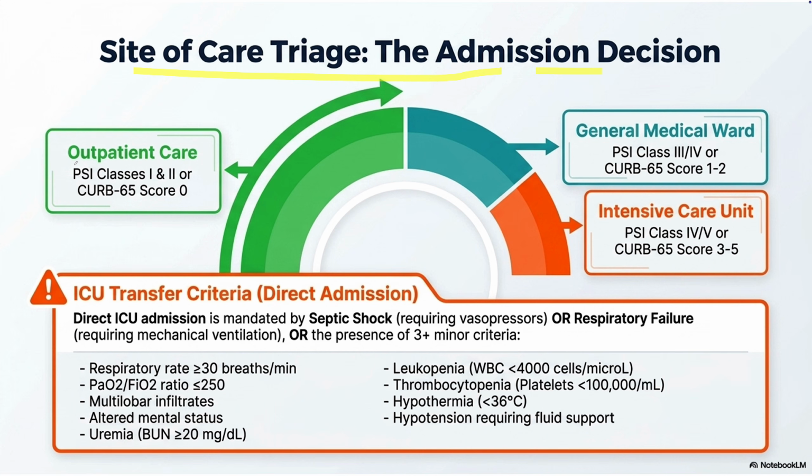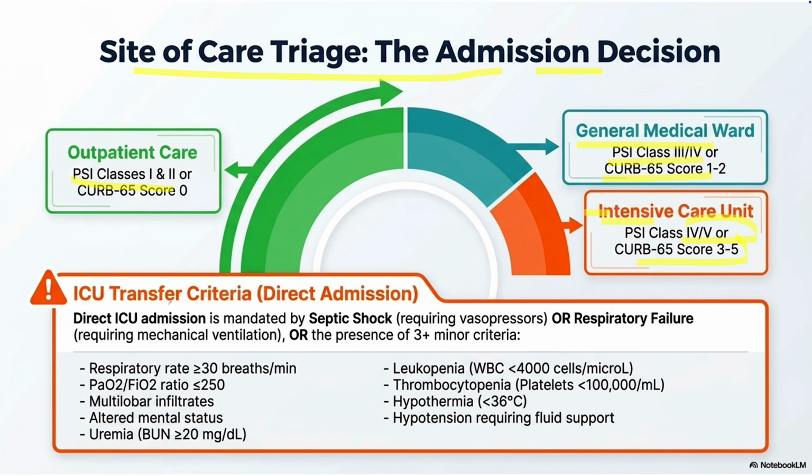Patients with PSI classes 1 and 2 or a CURB 65 score of 0 are generally suitable for outpatient care. Patients with PSI class 3 or 4 or a CURB 65 score of 1 to 2 typically require admission to a general medical ward. Those with PSI class 4 or 5 or a CURB 65 score of 3 to 5 should prompt consideration of intensive care unit management. However, scoring systems are only part of the story.